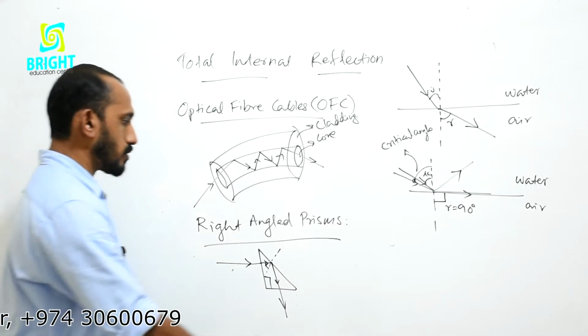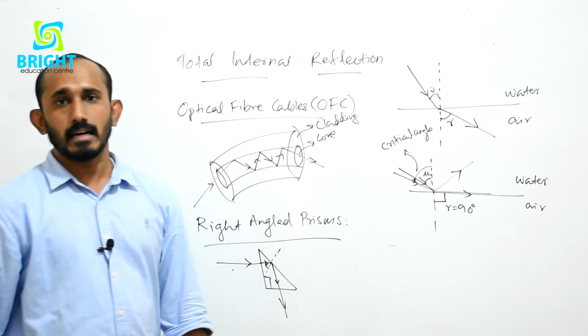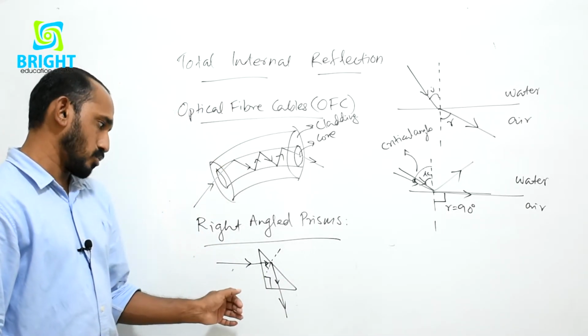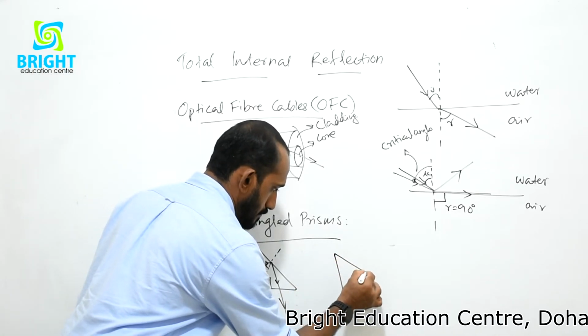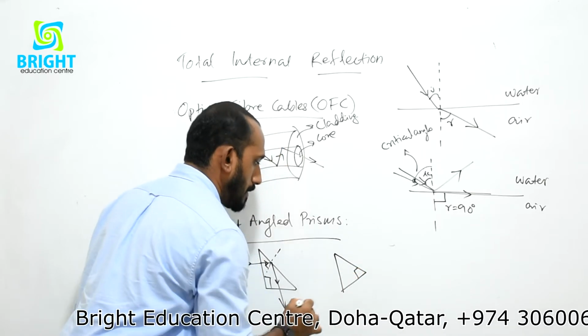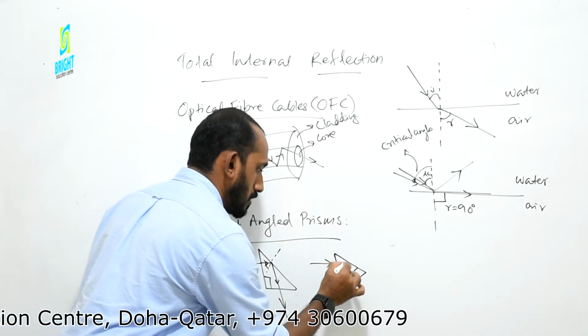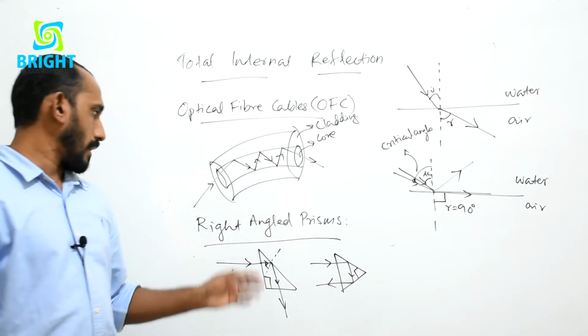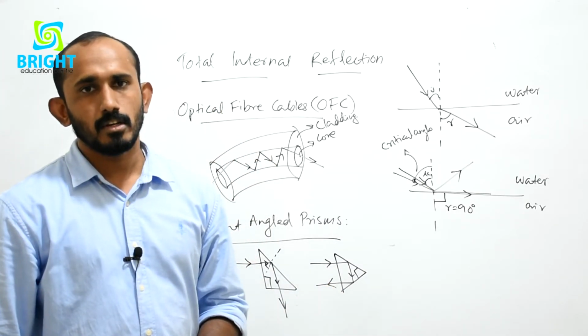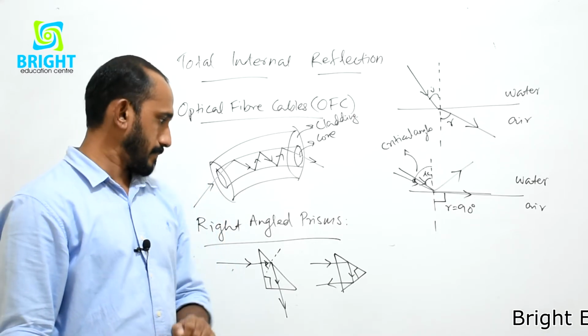So instead of refraction, this light ray is reflected at 90 degree. Similarly, you can use this prism as a reflector also. For that purpose we draw it this way and keep it. This is 90 degree. If a light ray passes like this, it will reflect and come back. So the right angle prism also works on the principle of total internal reflection.